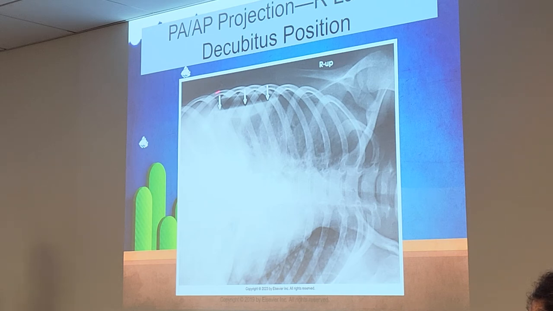This one is giving us an example of free air. That's what your free air is going to look like. See that nice straight line with that dark shadow? Okay, that's the free air that we're looking at.